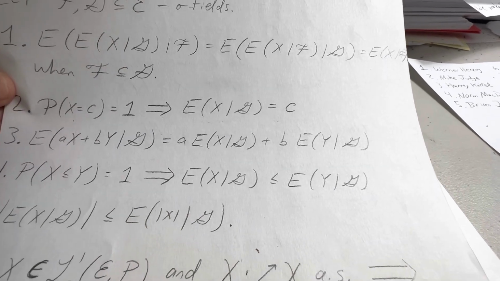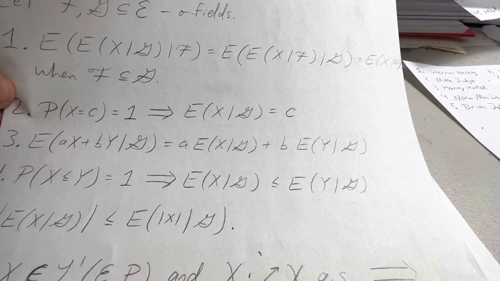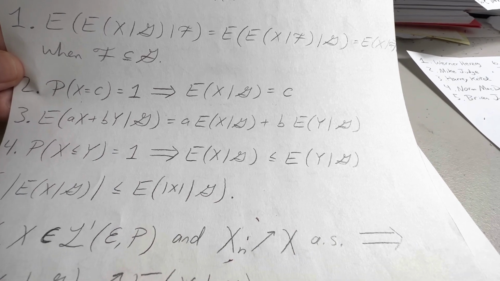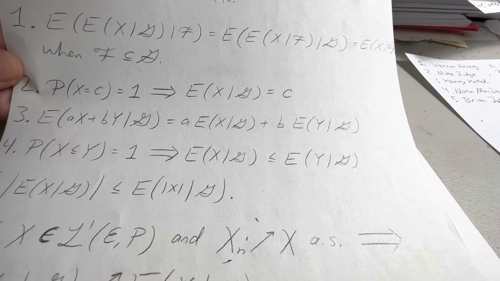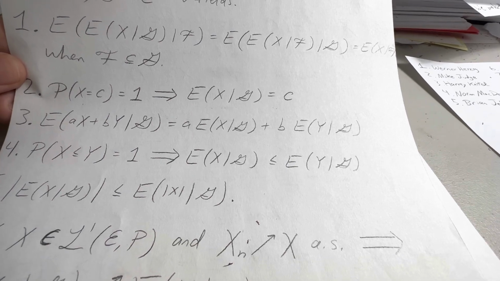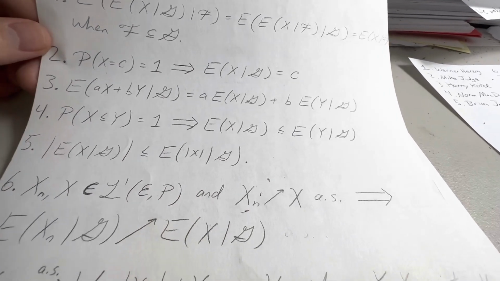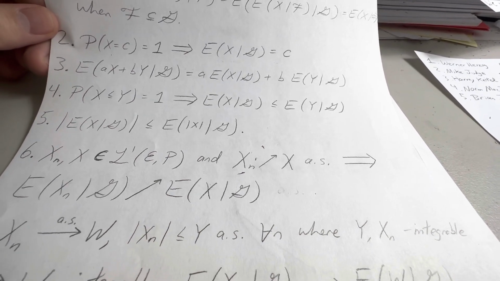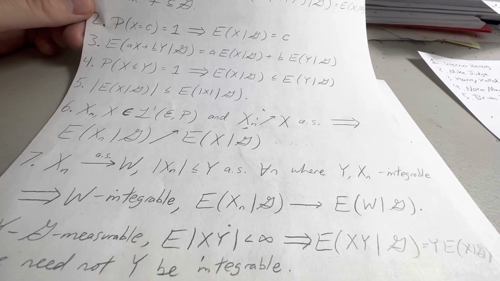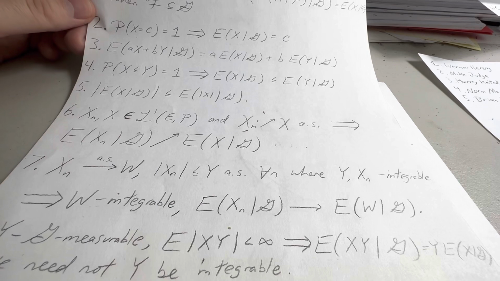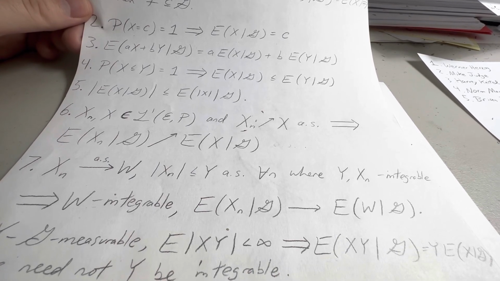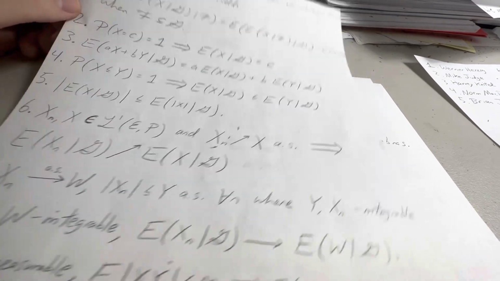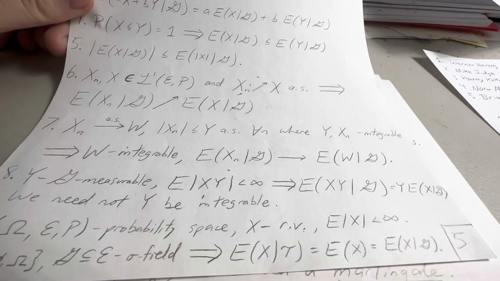3 is the linearity property. So a and b come out, expectation of x given G, y given G. 4 is the monotonicity property: x less than or equal to y, expectation of x less than or equal to expectation of y. 4 is the triangle, or excuse me, not 4, but 5 is the triangle inequality. 6 is monotone convergence. 7 is the dominated convergence theorem, I believe. Yes, that is the case.